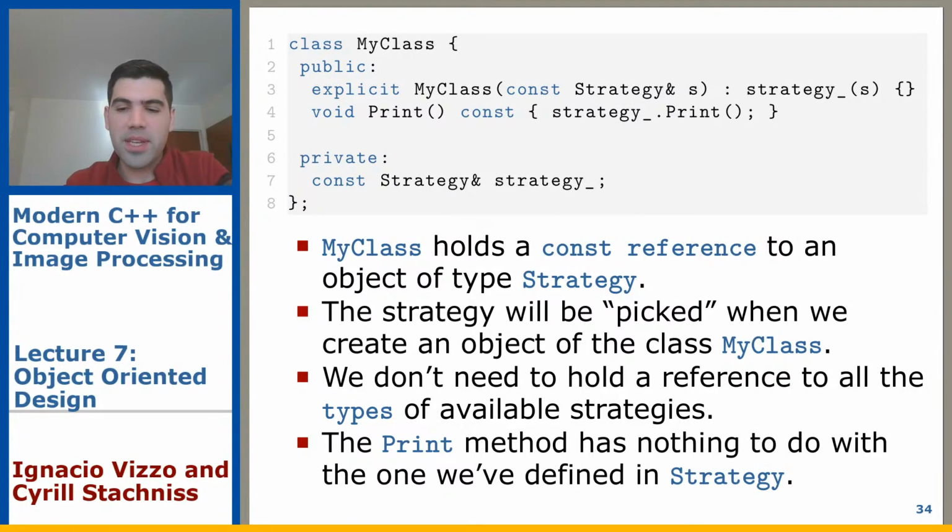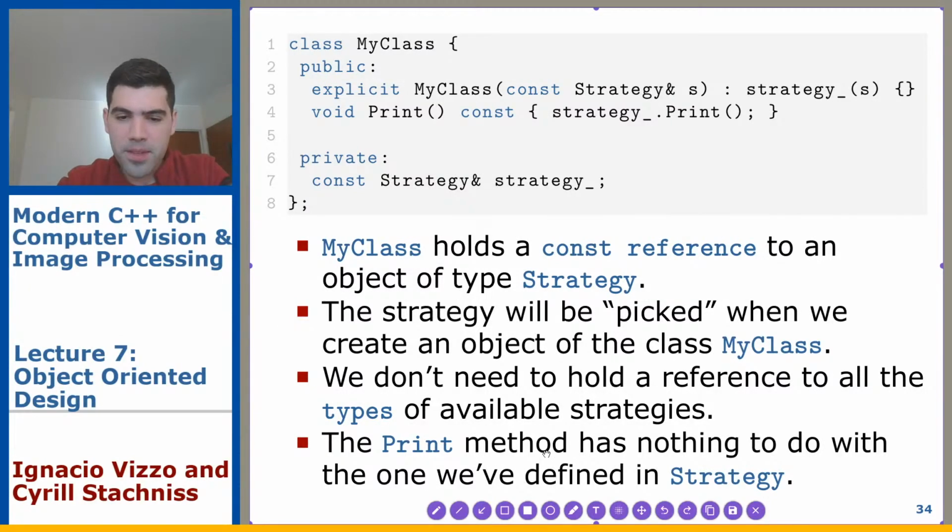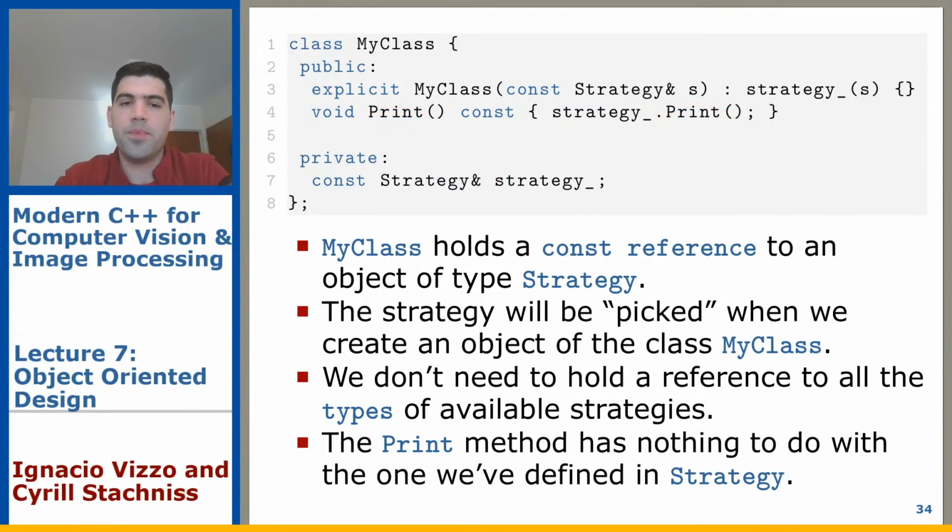And then the print method has nothing to do with the one that we define. So this print here, don't be confused, this could be called bananas. I like bananas. It has nothing to do with this guy, right? Try this example.